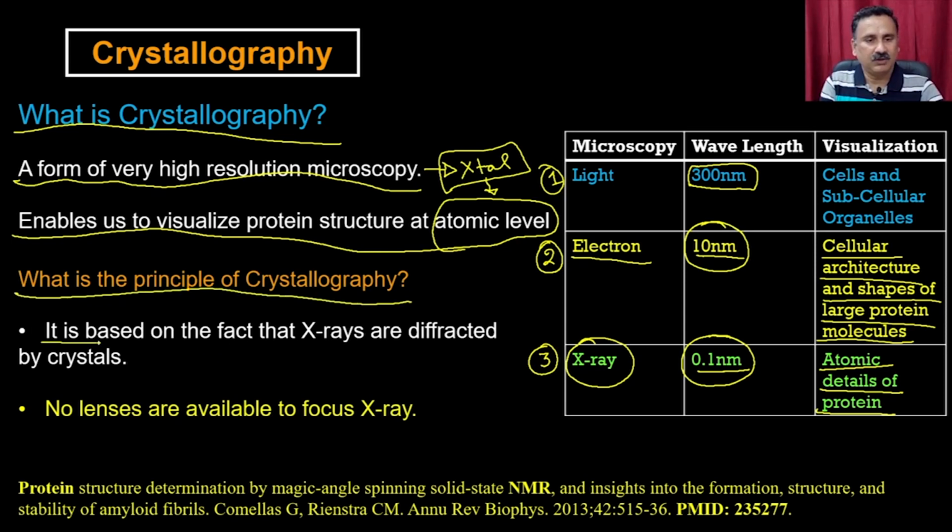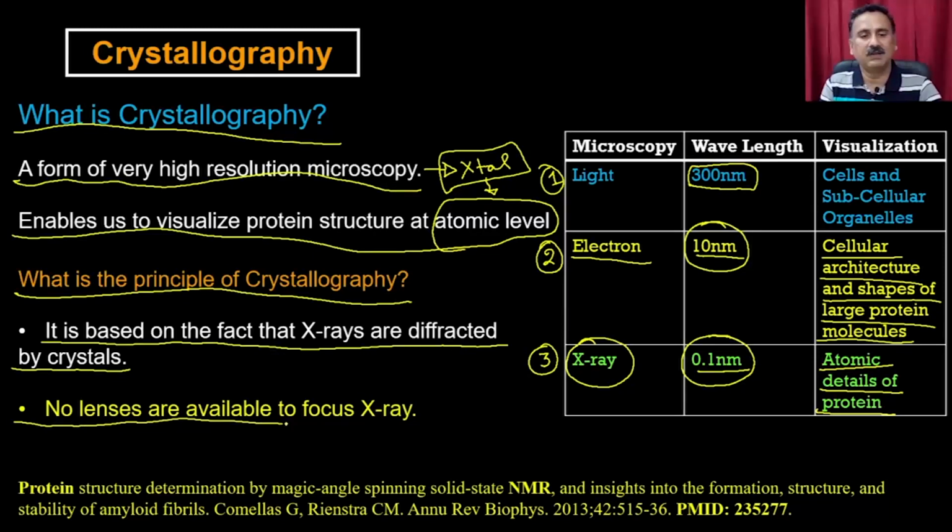So, it is based on the fact that X-rays are diffracted by the crystals, right? What is the difference between conventional microscopy and X-ray crystallography is that here there is no lens involved, which means you cannot just use X-ray crystallography and visualize the object just as we visualize the cells or the subcellular structures in the slide.